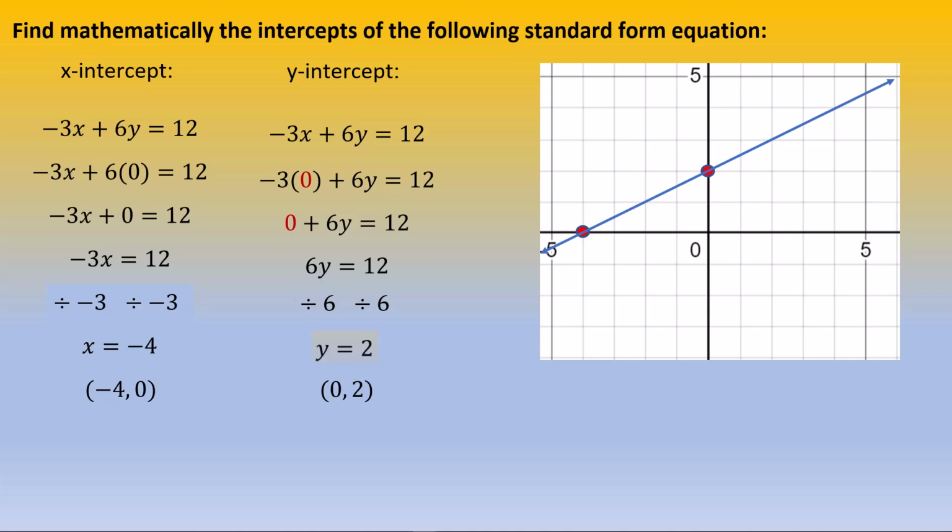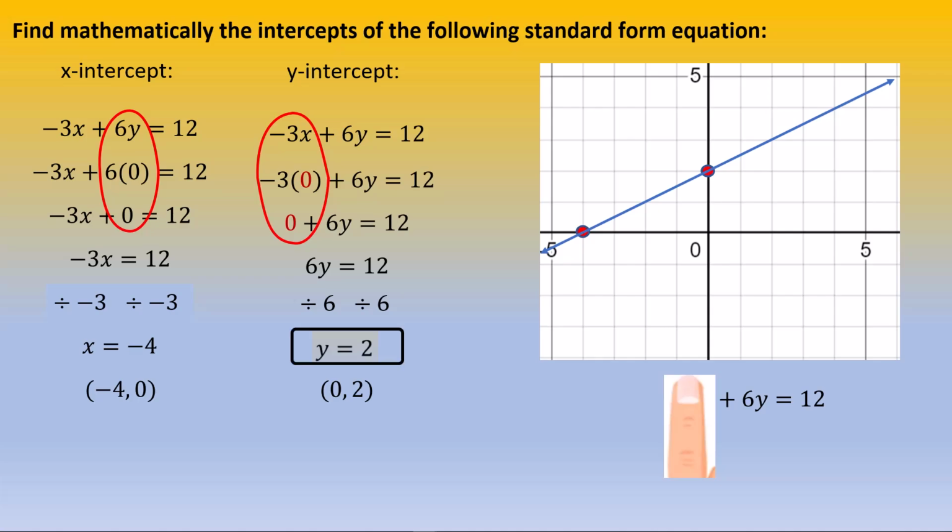Taking a closer look, notice what happens when 0 is substituted for each term. Essentially, the term disappears, and so a commonly used technique is to use your finger to cover each term and then solve for the other variable, like this. Cover the x term and solve for y to get 2. Cover the y term and solve for x to get -4. The result is the same, but using the shortcut makes it a bit quicker and easier.